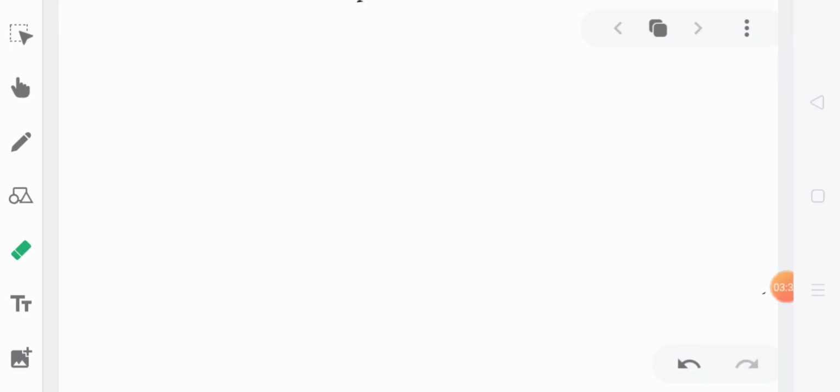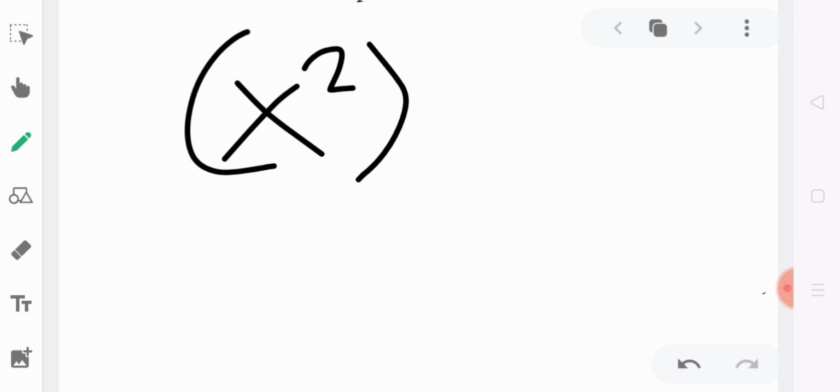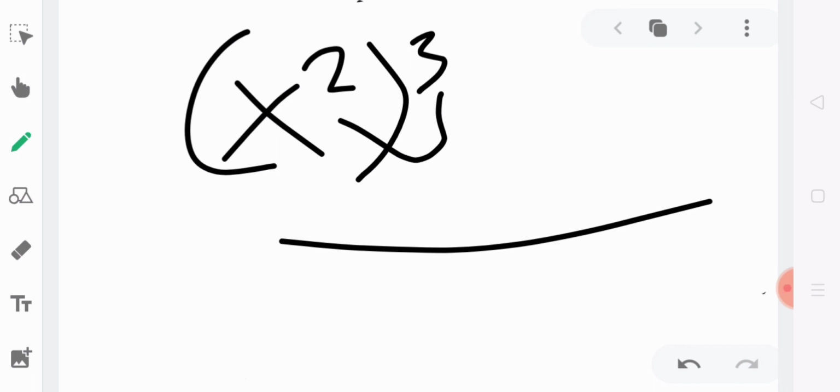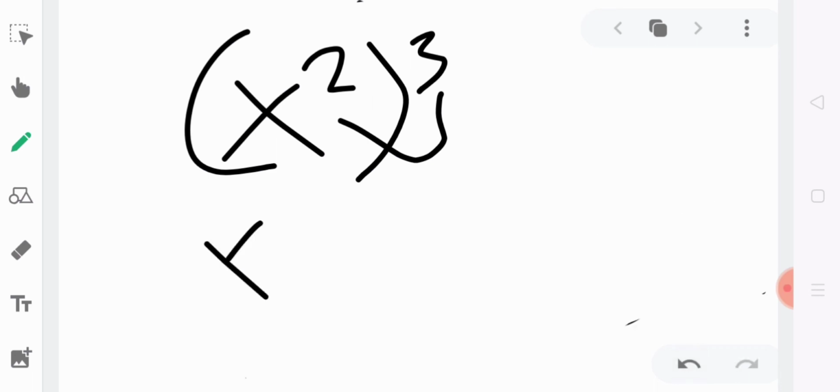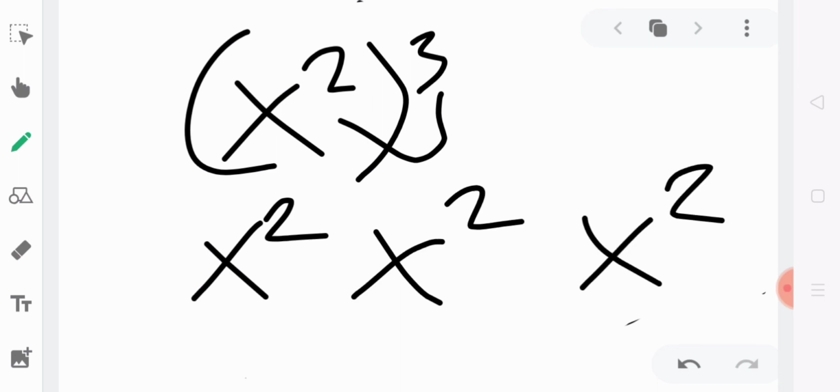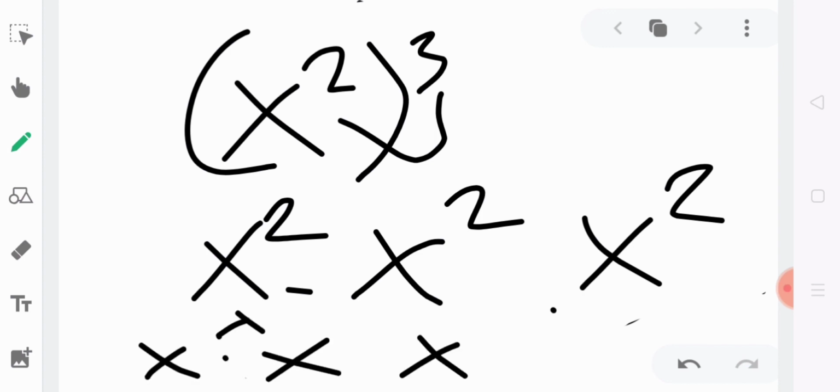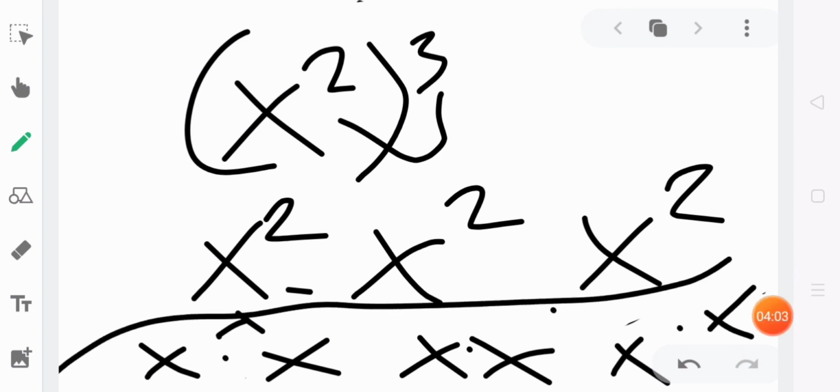Another example, x^2 cubed. Why don't we add these exponents instead of multiplying? So x^2 cubed is x^2 times x^2 times x^2, which is x times x, then x times x, then x times x. So how many x's do we have? There are 6 x's. So our answer is x to the 6th.